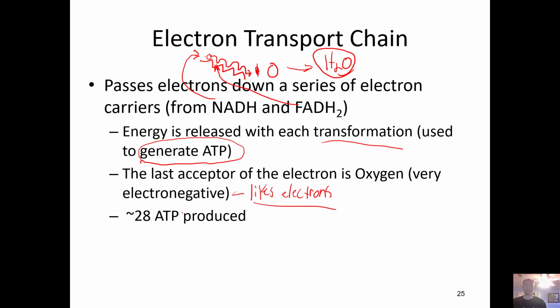And at the end of all this process, we'll explain how all of this works, 28 ATP are going to be produced. And I have that little tilde again. That means about, because it's not 100% efficient. But it's about 28 ATP are produced by this process, okay?